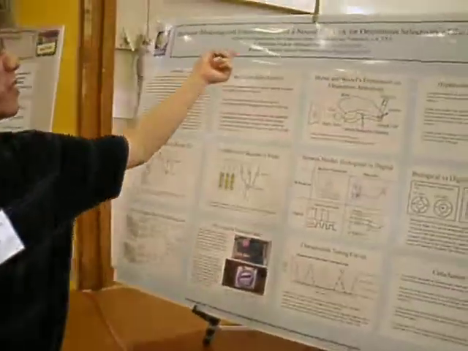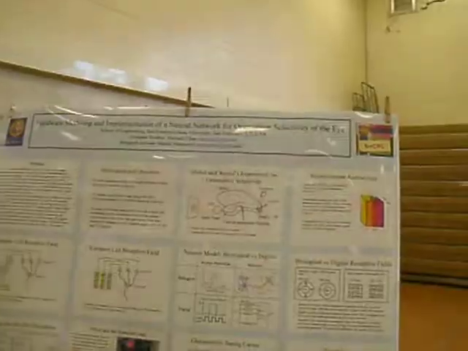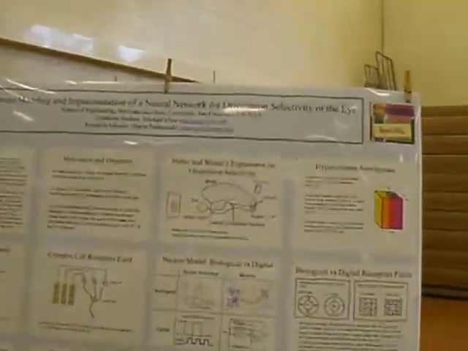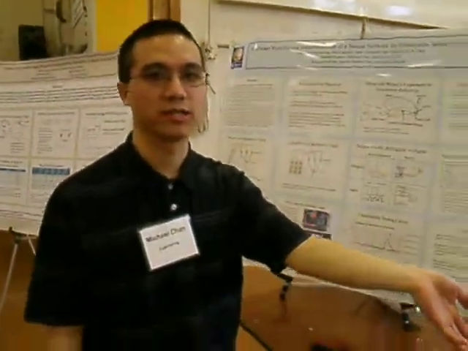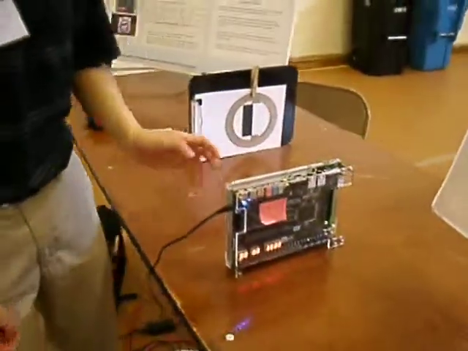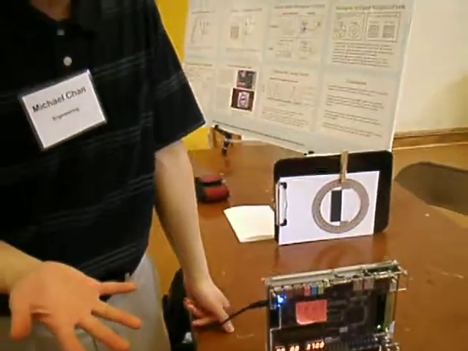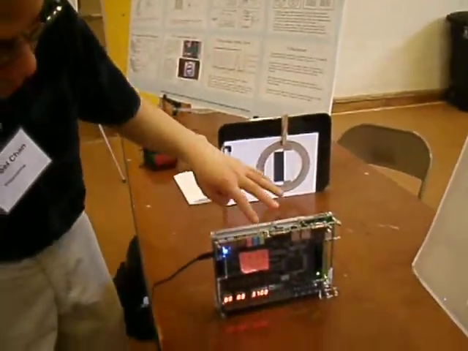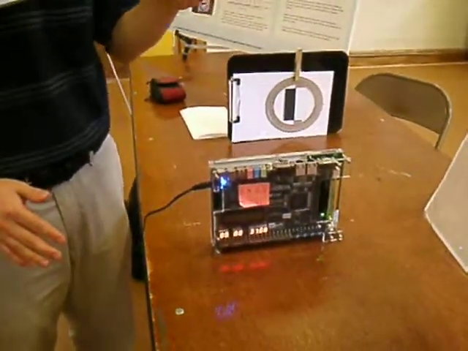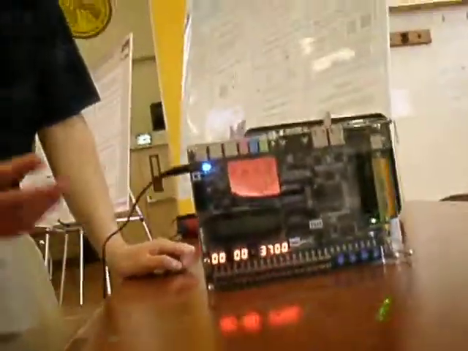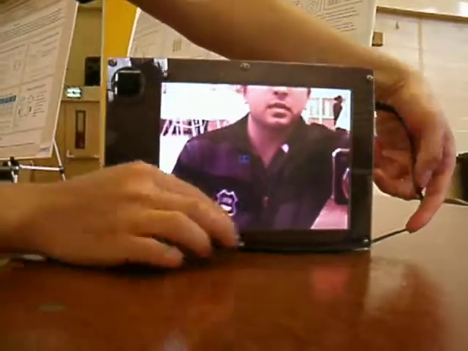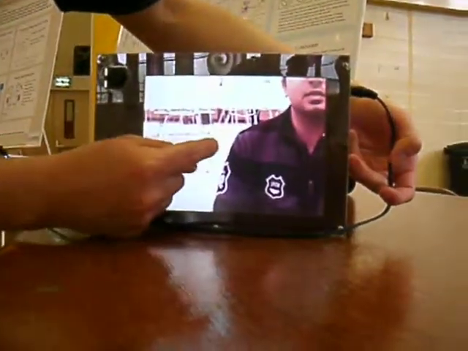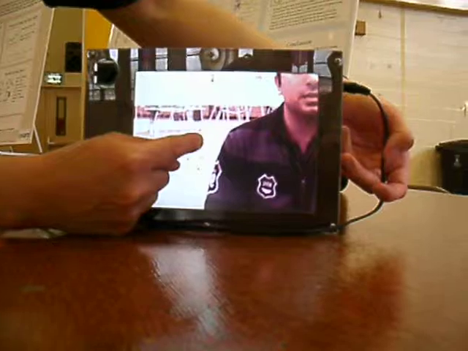I'm here to demonstrate my project of hardware modeling of implementation of a neural network for orientation selectivity of the eye. I know it's quite a mouthful to say. So in my project, I'm just going to demonstrate what my project does on the FPGA. So a little bit about it. It's a neural network inspired model that I did for detecting specific angles. And the angles that I detect are 0, 45, 90, and 135 degrees. So you have to present that angle in this small 20 by 20 pixel box.